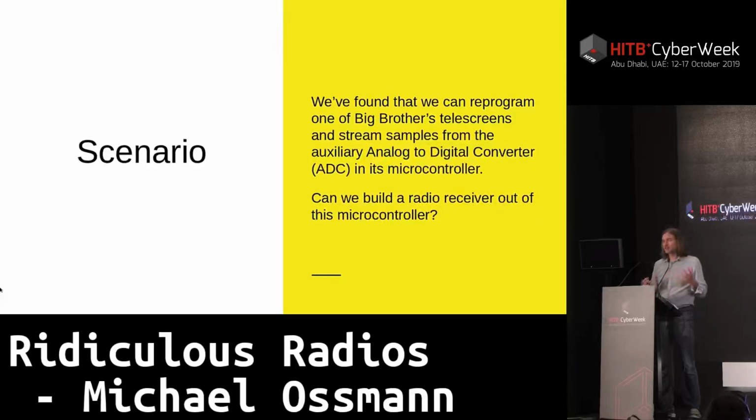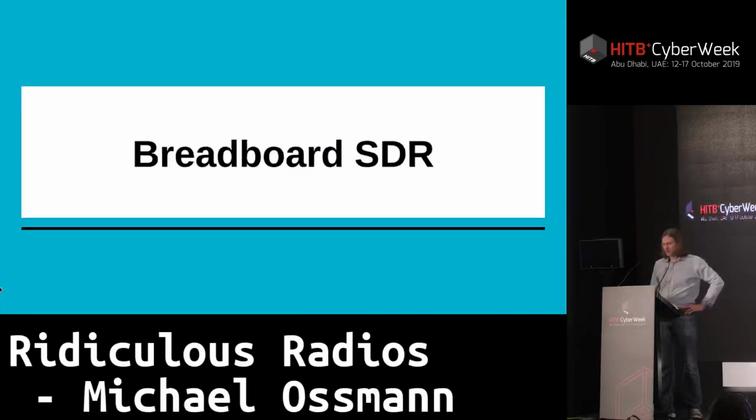Now, an analog to digital converter is a device that just takes a voltage or a current and it turns it into a number. And it does that many times per second. And an analog to digital converter happens to be the core component of a software-defined radio receiver. So could we build a radio receiver out of any old microcontroller that happens to have an analog to digital converter built in? And that's what we're going to try here in our first scenario.